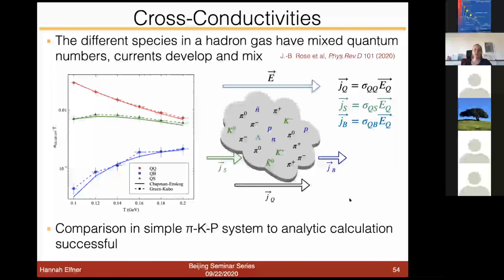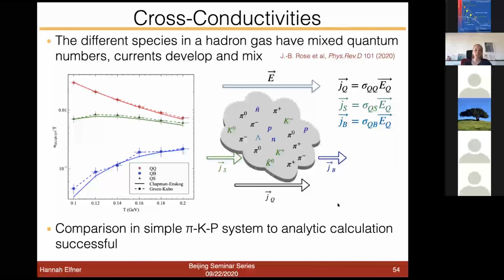But there is another interesting feature, in particular, if you now go to the so-called cross conductivity. If you have an electric field on your mixture of hadrons, you will not only influence the electric charge current, but you will also introduce, due to charged baryons, some baryon current, and you will also have some charged strange particles that can then be influenced, and you will have some strangeness currents. And we have now calculated all these different cross conductivities between charge and baryons and strangeness, and again compared to some analytic result here.